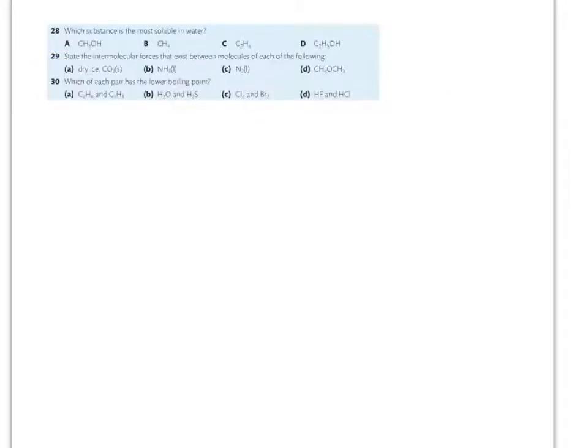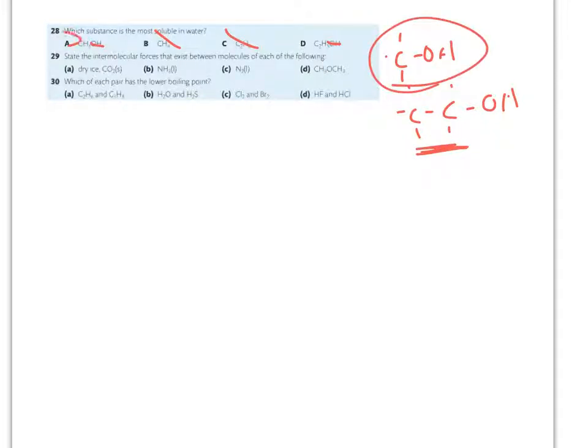28, which substance is the most soluble in water? Well, for sure the OHs are going to be more soluble than the hydrocarbons because those are going to be considered nonpolar. So what you're supposed to pick up on is the OHs are going to make it more soluble. And then the question is, is it better to be just a CH3 with the OH or to have 2 carbons with the OH? Well, this has more nonpolar to dissolve with it, making this the more soluble. So 28A would be your most soluble.